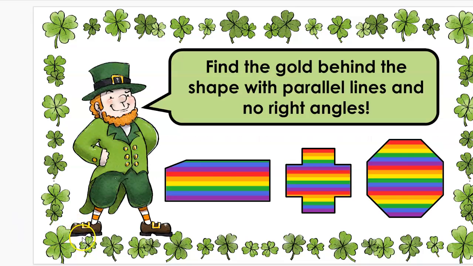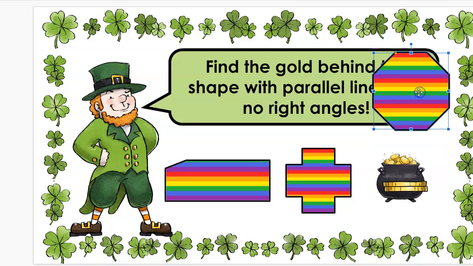Alright, our leprechaun tells us that we'll find the gold behind the shape with parallel lines and no right angles. So I'm going to look at each of the shapes, and I can see that all three of them do have some parallel lines. Right, but I'm looking at it and only one of them has no right angles. This octagon has obtuse angles, so I know that this is going to be the shape he is talking about. I'm going to pick up the octagon and see if it reveals the gold.